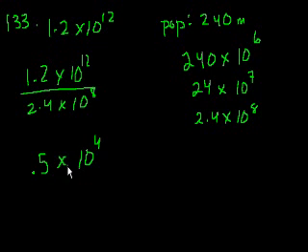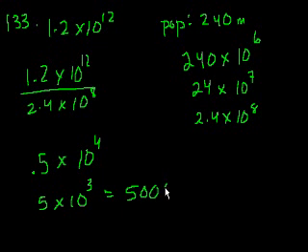And that's not one of the answers, so we could multiply this times 10 and divide this by 10. So this becomes 5 times 10 to the 3rd. 10 to the 3rd is 1,000, so 5 times 1,000 is equal to $5,000 in annual expenditure per capita. And that's choice E.